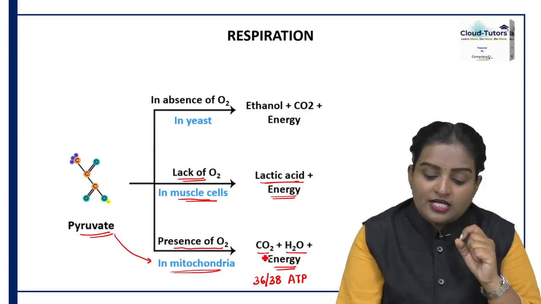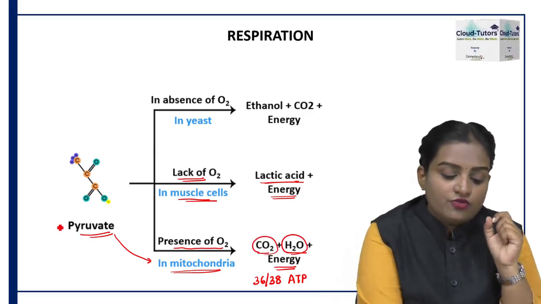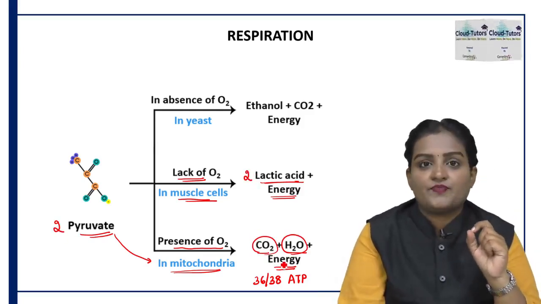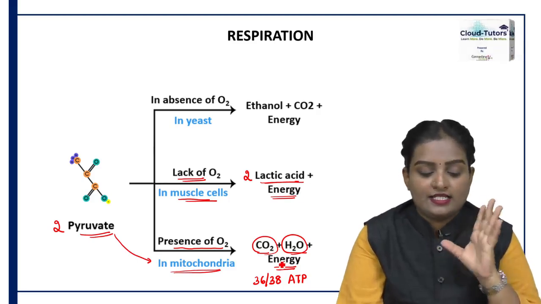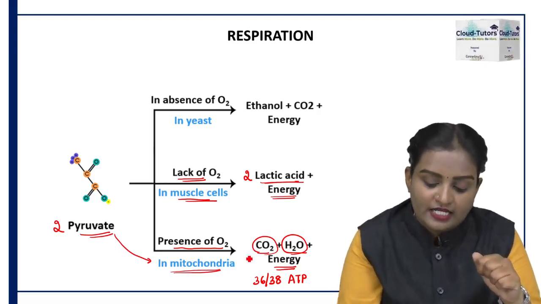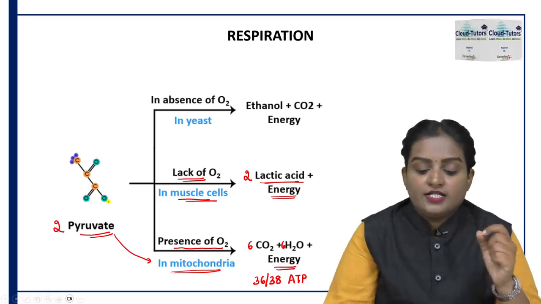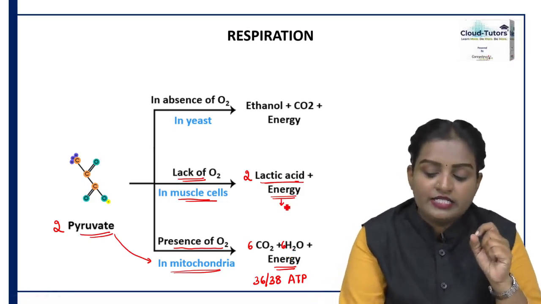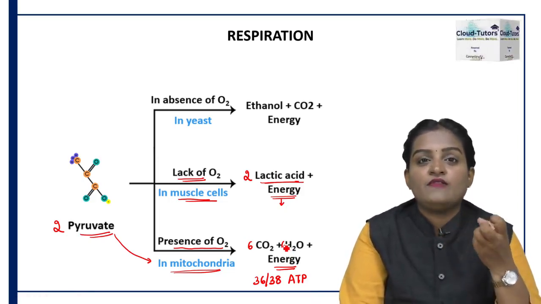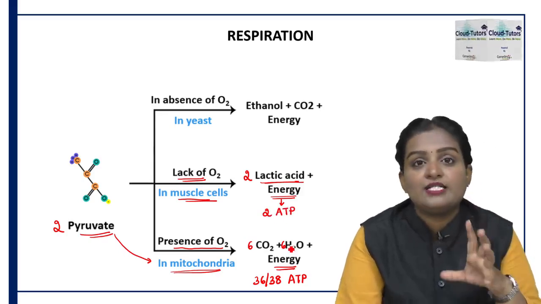And here if you see, carbon dioxide and water are not formed. So 2 pyruvate will give me 2 lactic acids. That means 1 pyruvate gives 1 lactic acid. Whereas in mitochondrial aerobic respiration we get 6 carbon dioxide and 6 water. Now here energy is released, but it is not like aerobic respiration. It is not the amount of energy that you expect. It gives approximately 2 ATPs only.